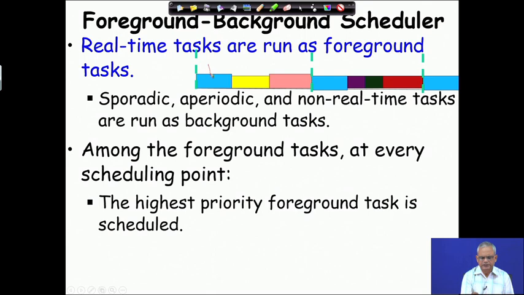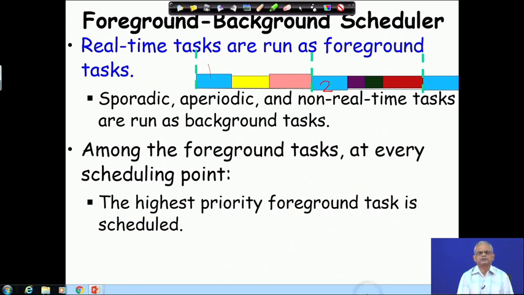So, this is the first instance of the periodic task. And as it started running, the background tasks had to wait, and after its completion at this point, the background tasks start running until the clock interrupt comes, the periodic timer interrupt, at which the second instance of the periodic task starts running, and it completes, only then the other aperiodic and sporadic tasks start running. So, it is a simple scheduler where as long as there is a foreground task, it runs.